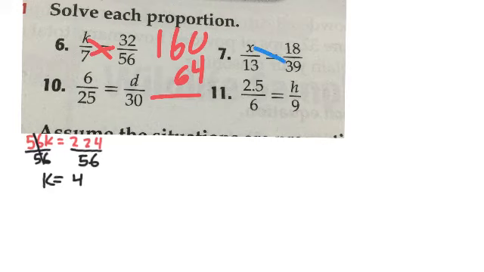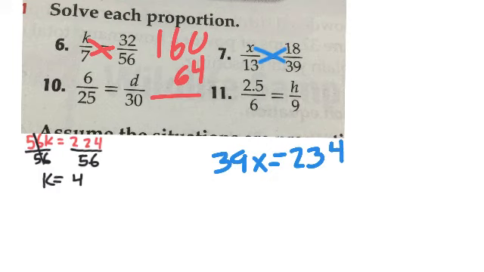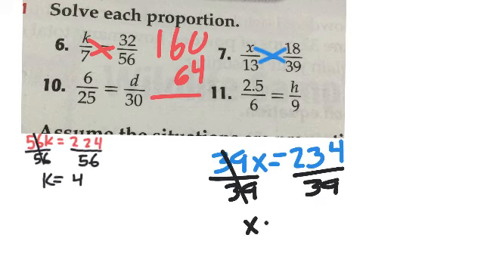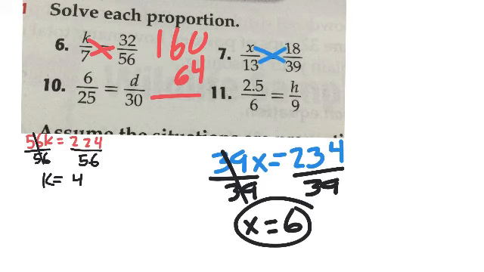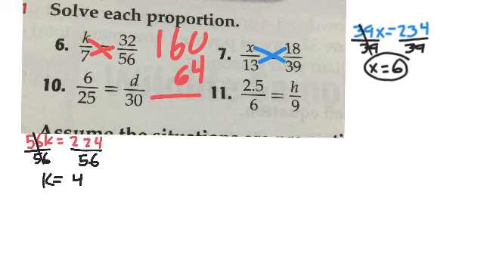On 7, cross multiply, set those equal to each other. 39 times x is 39x. And then 13 times 18, that gives a value of 234. Now I want x by itself. X is being multiplied by 39. So I'm going to divide by 39 on both sides. And when I do, that gives me x equals 6. So my missing value here is 6.